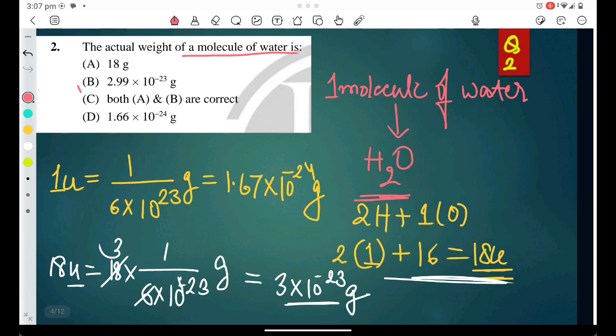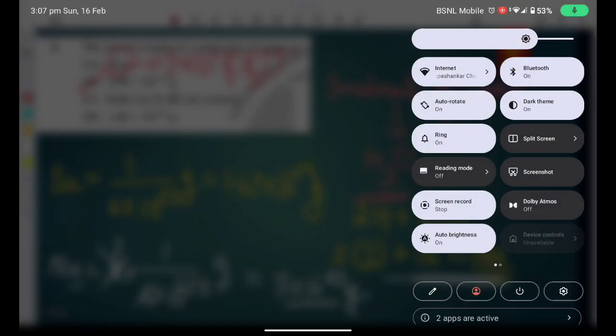3, that is B, is approximately equal to it, so B is the correct answer. Why not 18 gram? Because one molecule of water cannot weigh 18 gram. 18 gram is the molar mass of water. That means 1 mole of H2O weighs 18 gram. Sorry.